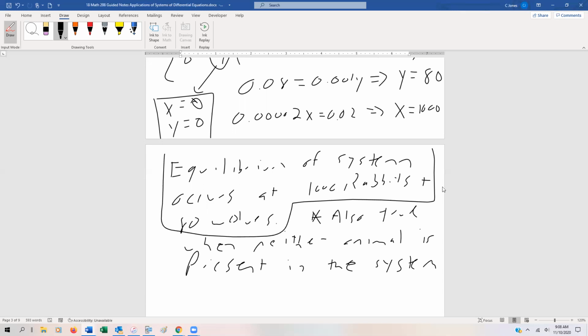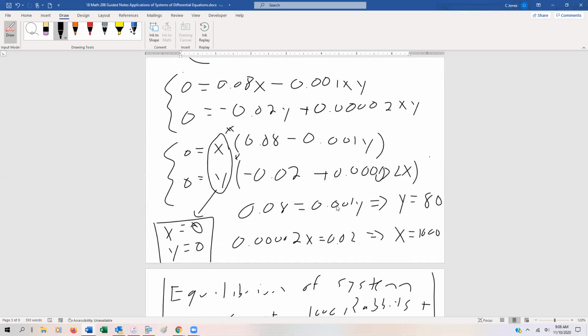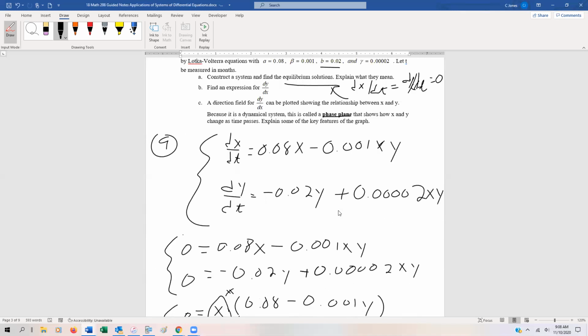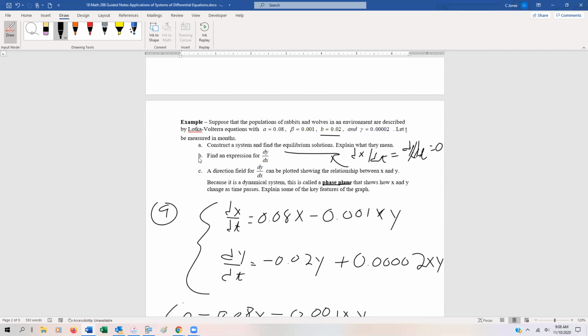And so the question is, what does that mean to us? We can figure out the equilibrium solutions, but what more can we deduce from that? In the next video, we're going to find an expression for dy/dx and interpret it, and then I'm going to show you how to produce a phase plane and what the key characteristics of that phase plane are going to be.